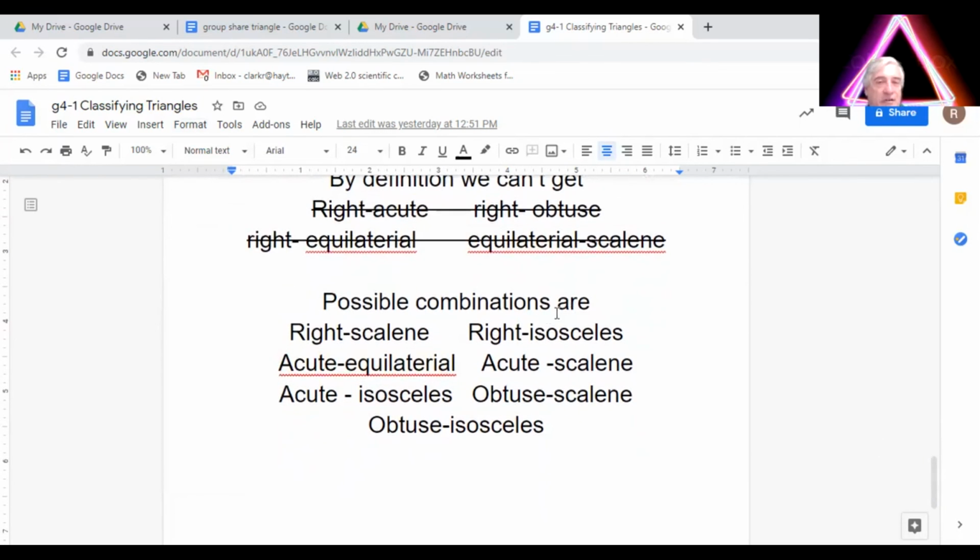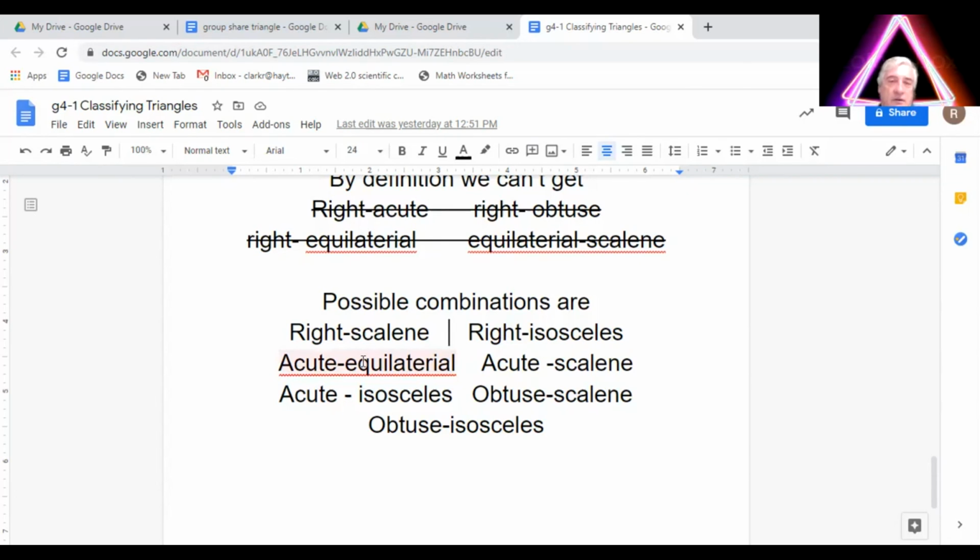There are some possible combinations. You can have right scalene. What would that look like? It would be a right triangle with three different sides in length. You can have right isosceles. There's two angles equal at the bottom, a right angle at the top, and the two sides would be equal. The third side could not be equal because it's the hypotenuse. But you could have a right angle and two equal sides.